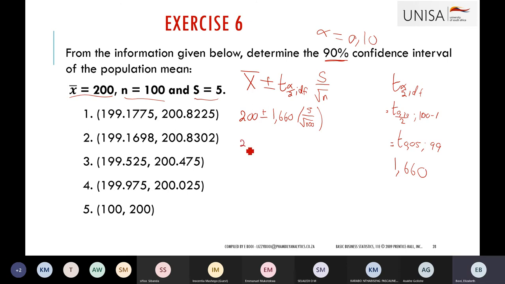So do the calculations. Give me the answer for 5 divided by the square root of 100, times the critical value. Multiply that with 1.660. What do you get? I get 0.8300. Do you also get the same? Yes. So then we have 200 minus 0.8300 and 200 plus 0.8300.